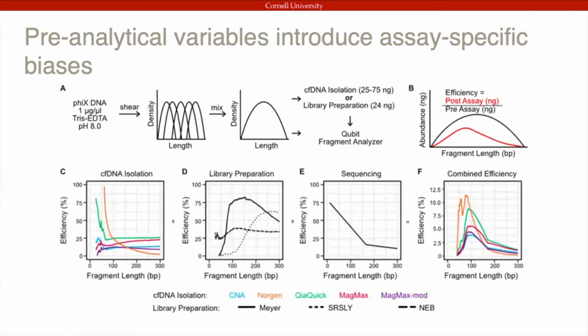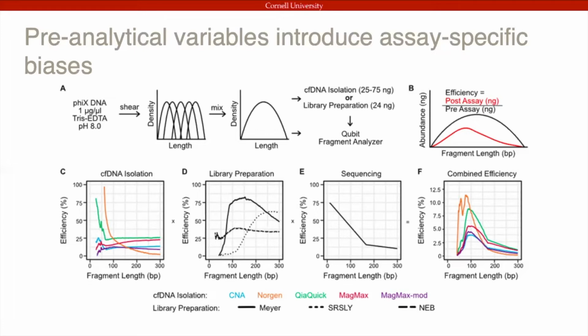And we did this for 5 different DNA isolation kits and 3 methods of library preparation. We can see right off the bat that there are differences in efficiency for both the DNA isolation kits and library preparation protocols. For example, 3 of these kits, the CNA, MagMax, and modified MagMax, shown in blue, pink, and purple, were relatively insensitive to the fragment length of our input. Whereas kits like the Norgen and QIAquick in yellow and green had some strong biases, where they were highly efficient at obtaining short fragments and maybe less so as the fragment length increased.